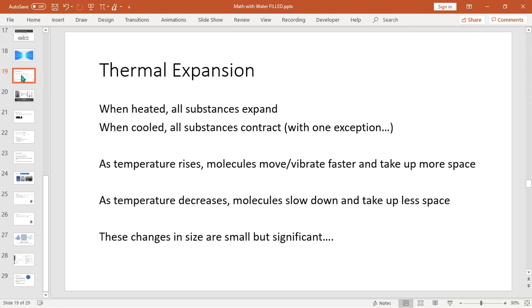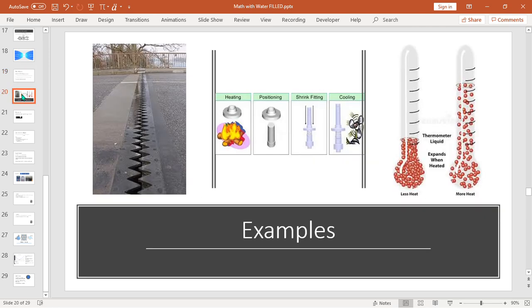So the idea is as you increase the temperature, add heat to the system, you're going to get those molecules vibrating faster and they're going to take up more space, okay, as they move and hit each other and bang around. And then as you lower the temperature, they're going to slow down and get tighter, closer together, take up less space. So these thermal expansion changes in size, they're relatively small. Liquid's much bigger change than you would get in a solid, but they are significant. And we have to kind of compensate. We use them and we compensate for them in our lives.